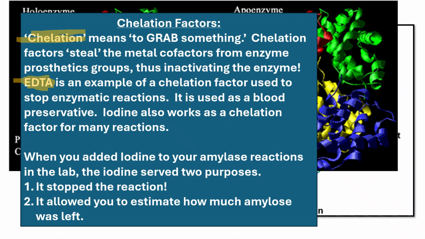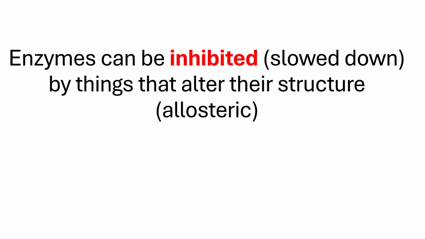You timed it by taking 6 tubes. You stopped one of the reactions after 1 minute, one of them after 2 minutes, 3, 4, 5, and then with the iodine that you added, you looked at the color and you used that color change to estimate how much of the amylose had been digested in that time. So that was the point of that.